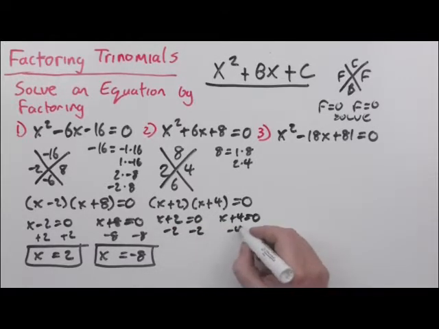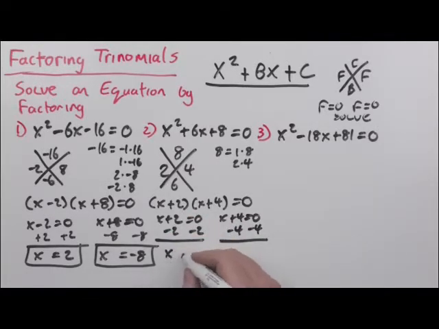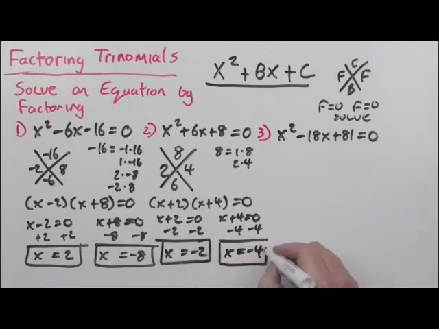Subtract 2 here from both sides. Subtract 4 here from both sides. So here I have x equals negative 2 and x equals negative 4. Great. Let's look at number 3. Do you see what I did wrong on number 1 yet?